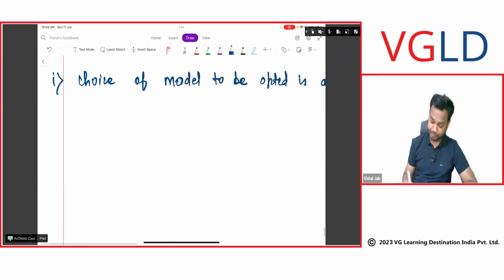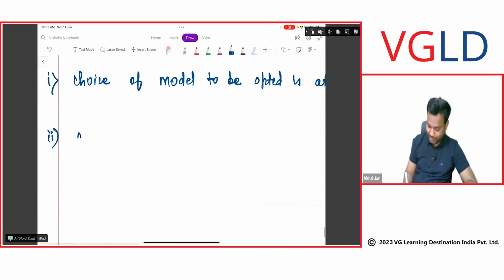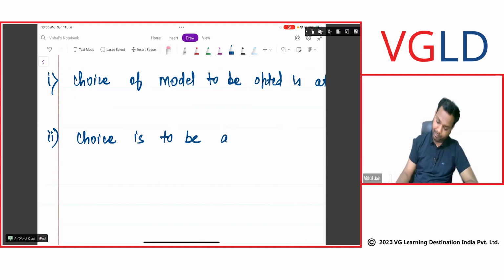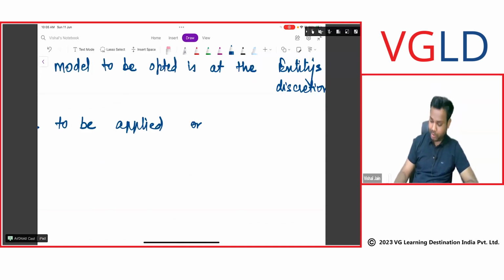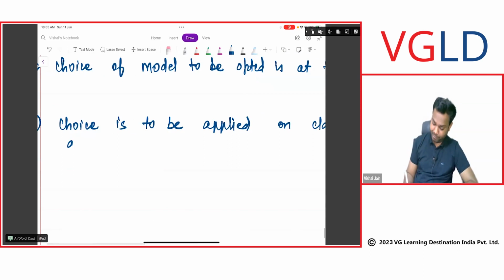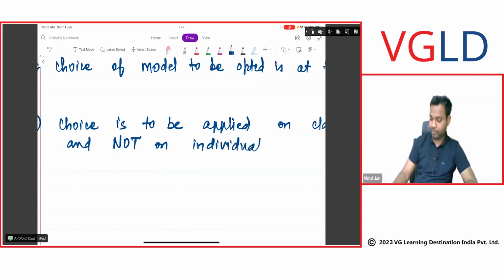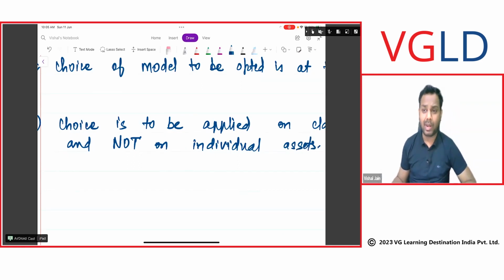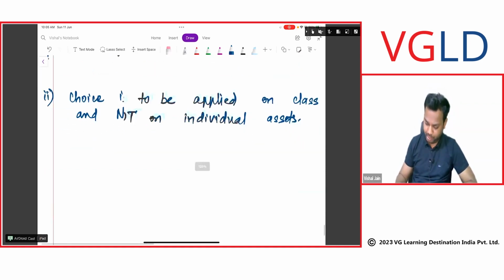Now, second, the choice is to be applied on class of assets and not on individual assets. Now, what is the meaning of a class of assets? Let me explain that to you.